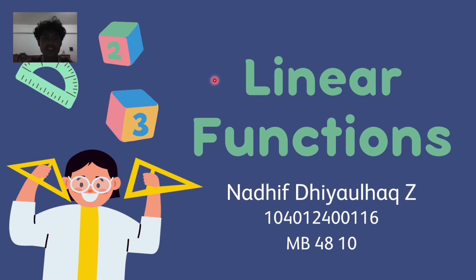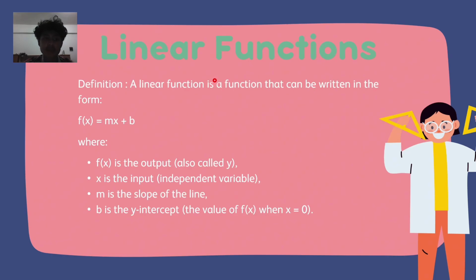Hello everyone, my name is Nadhif Dhiyaulhaq Z, and here I will explain the material of linear function. First, we go into the explanation. So, definition: a linear function is a function that can be written in the form f(x) equals mx plus b, where f(x) is the output, also called y. x is the input, the independent variable, m is the slope of the line, and b is the y-intercept, the value of f(x) when x equals 0.